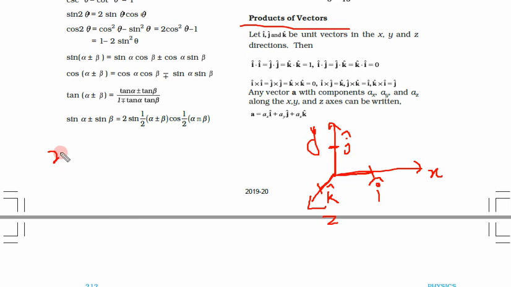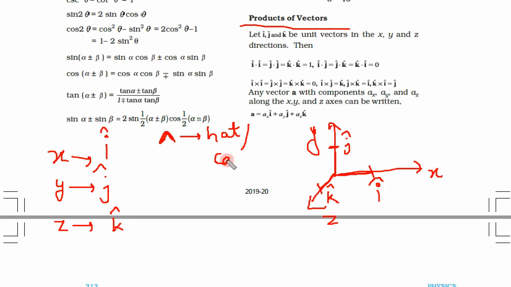So again, one step on X is called I, one step on Y is called J, one step on Z is called K. And there is this cap-like symbol. This is called hat or cap. So this is I cap, J cap and K cap.